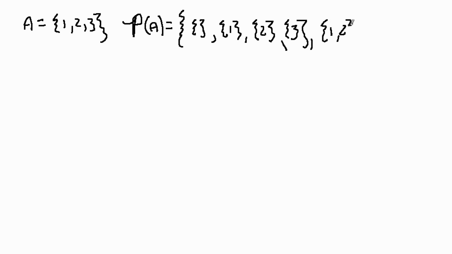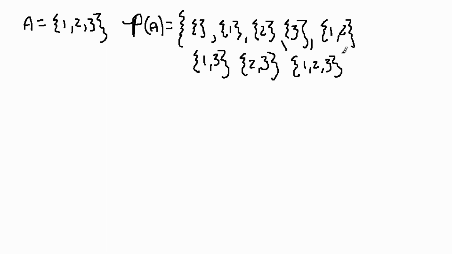{1, 2}, {1, 3}, {2, 3}, and then {1, 2, 3}. This is the power set of A. And we know: 1, 2, 3, 4, 5, 6, 7, 8. Remember, we said that if the order of A is equal to n, then we said the order of the power set of A is equal to 2 to the n.